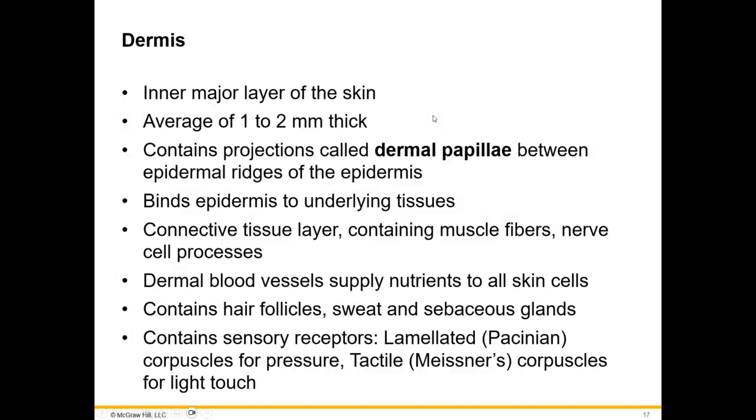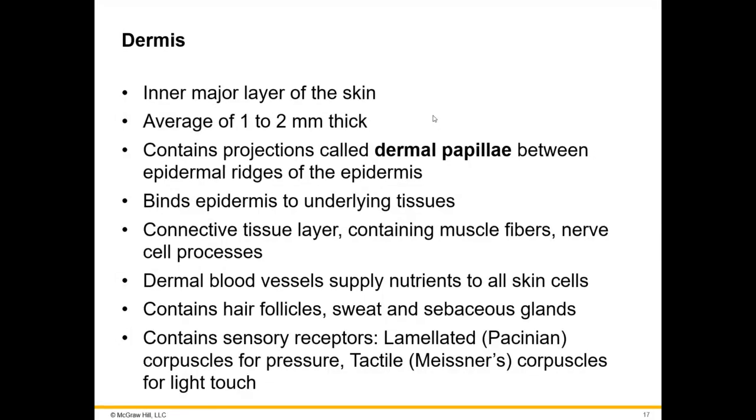Okay, moving downward, the dermis, the inner major layer of the skin. It averages 1 to 2 millimeters thick. It contains projections that are called dermal papillae, which I mentioned earlier, and this is between the epidermal ridges of the epidermis. It binds the epidermis to the underlying tissues. The connective tissue layer really is the dermis.